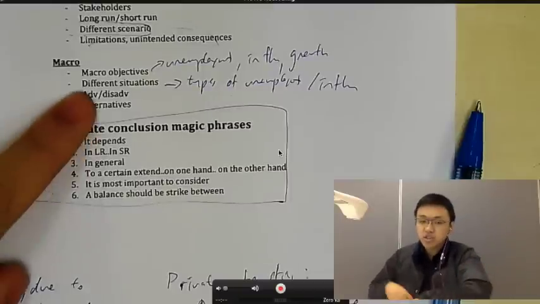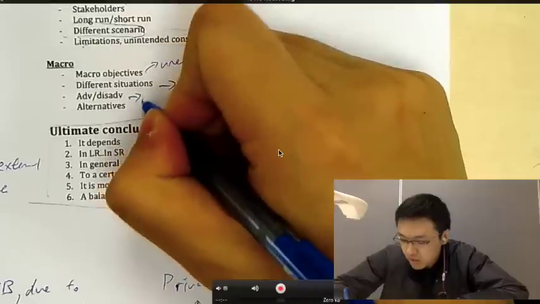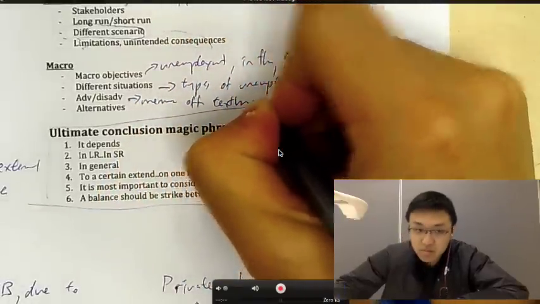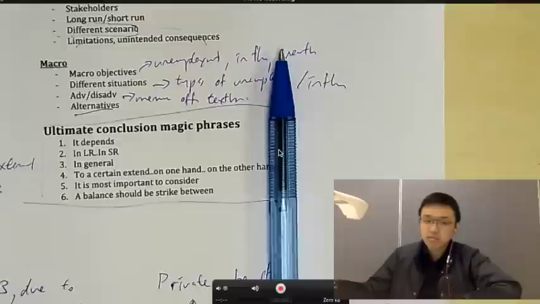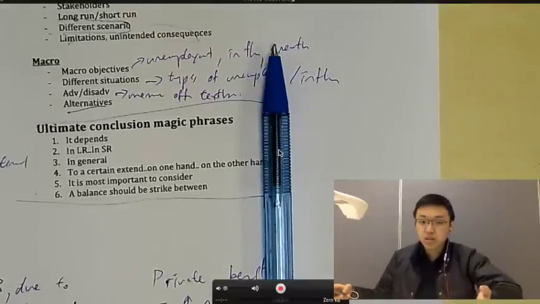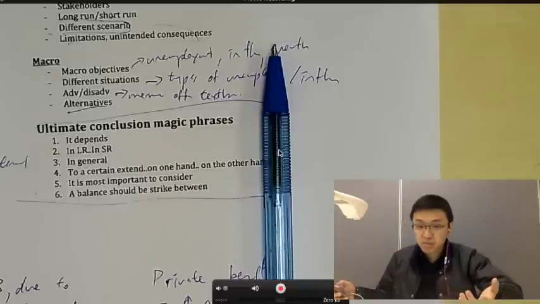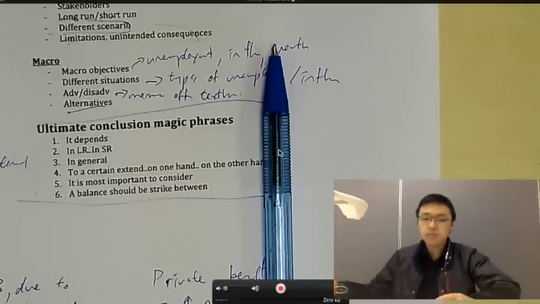And then lastly, advantage and disadvantage. This basically you memorize off the textbook. Okay, your textbook will give you advantages and disadvantages. Just memorize some. Alternative. So what does it mean? If the question asks you to talk about demand side policies, then basically what you've got to do is compare with supply side policies. Okay.